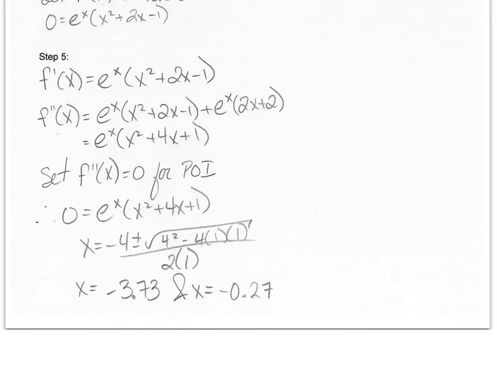Set the second derivative equal to 0 for points of inflection. This cannot be 0, so it must be this, and I did the quadratic formula, and I got these two ugly decimals, which will eventually go into a chart to figure out where the points of inflection are. So let's do that.